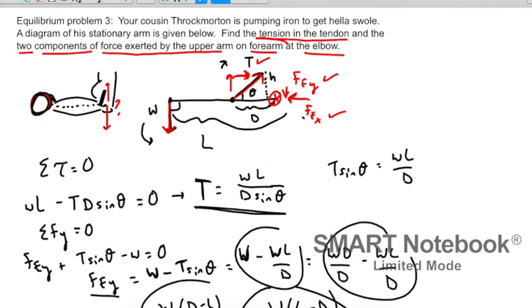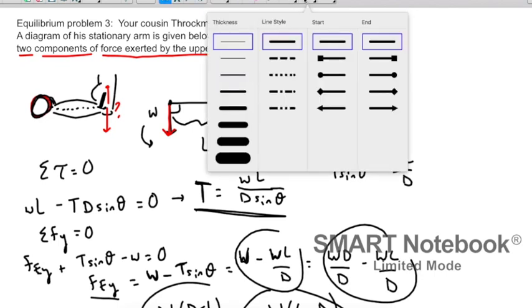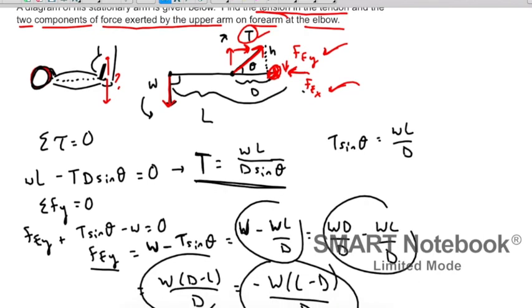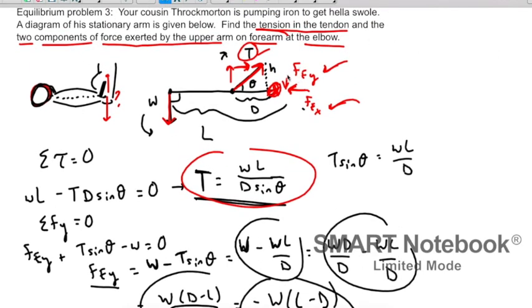Okay, so again, for this problem, the first thing that we wanted to do was identify an axis of rotation that let us solve for the unknowns the fastest. And by putting an axis of rotation here at the elbow, where these two forces do not cause a torque, that only left us with one unknown, the force of tension right here that was causing a torque. That's what we wanted to solve for in terms of other things. And so we were able to do that right away. And then we wanted to start solving for these components.